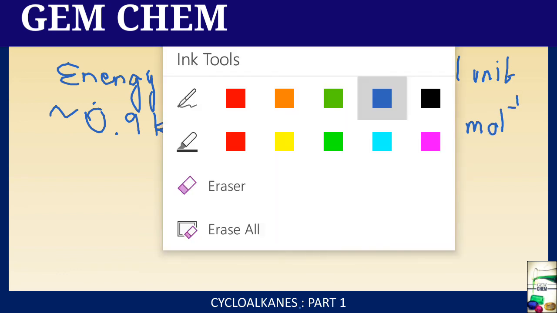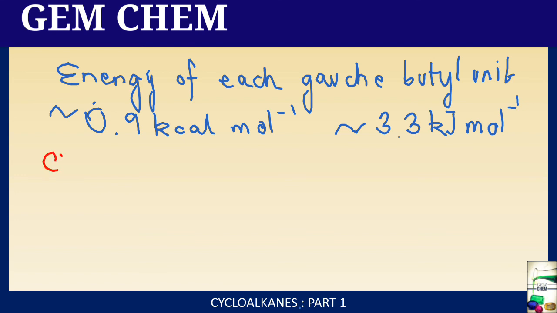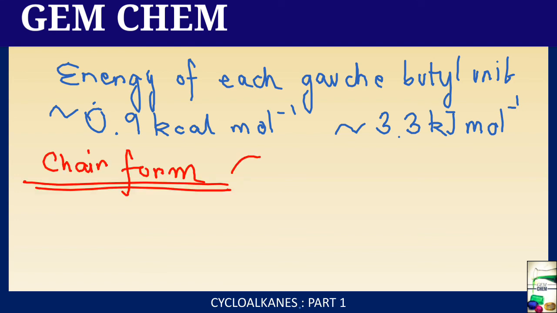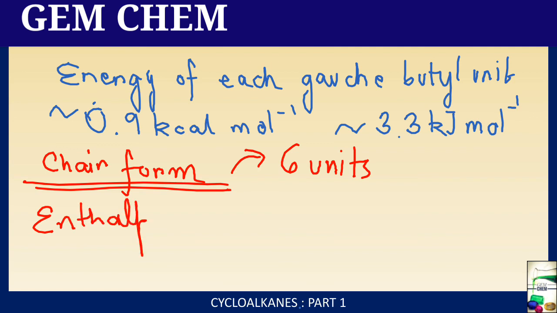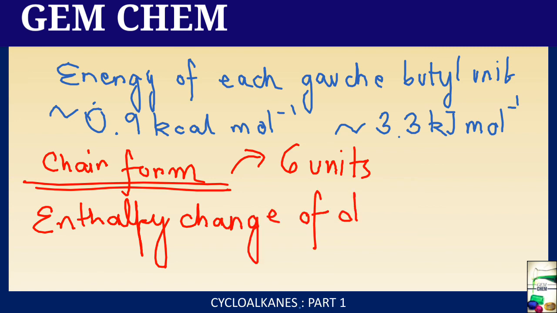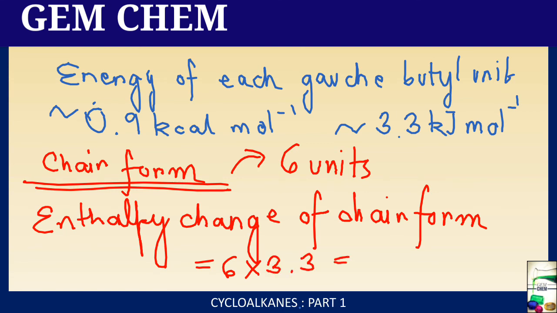And for this particular chair form of the cyclohexane ring, we have 6 gauche butane units, right? So as a result, the enthalpy change of the chair form is equal to 6 times 3.3, which is near about 19.8 kilojoule per mole. And this value is with respect to a hypothetical chair conformation in which the CH3 groups are anti to each other.